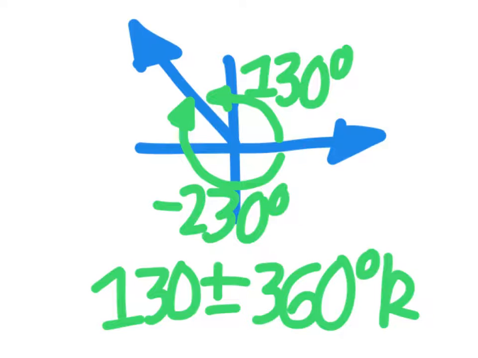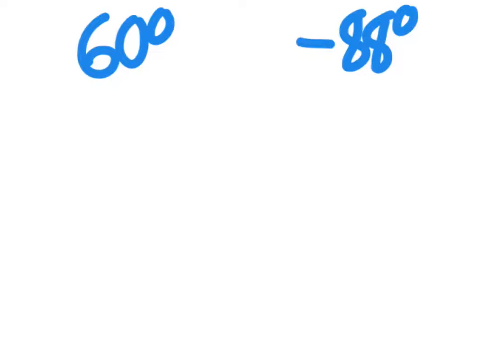If you were asked to find a coterminal angle of, say, 130 degrees, you would simply use the formula of 130 degrees, or a different angle measure, plus or minus 360 degrees times a constant, k, with this constant being a whole number. Here are two example problems of finding coterminal angles.